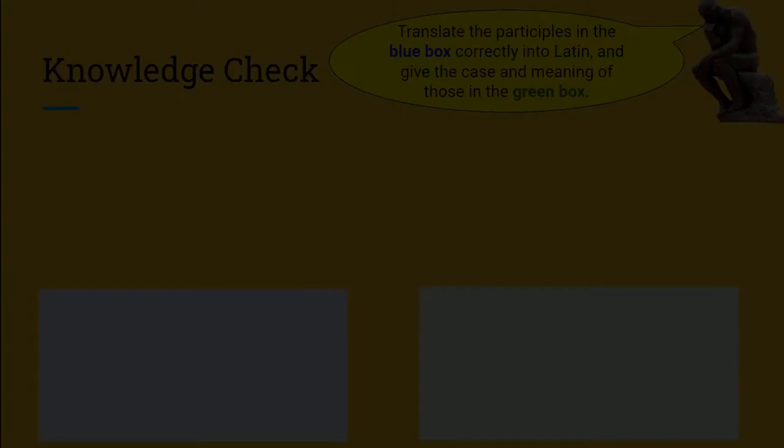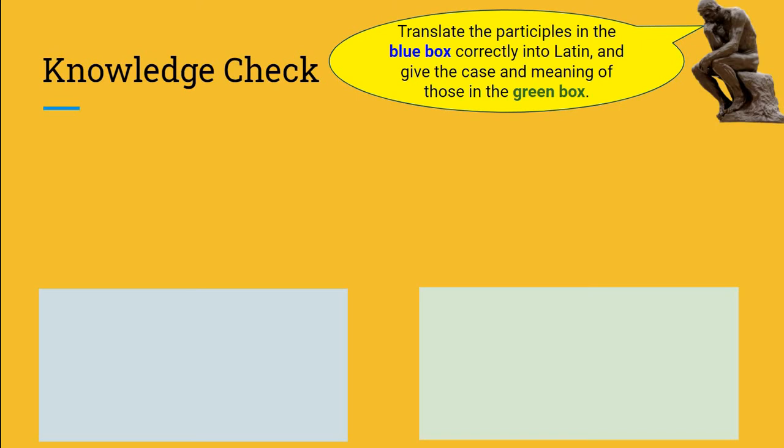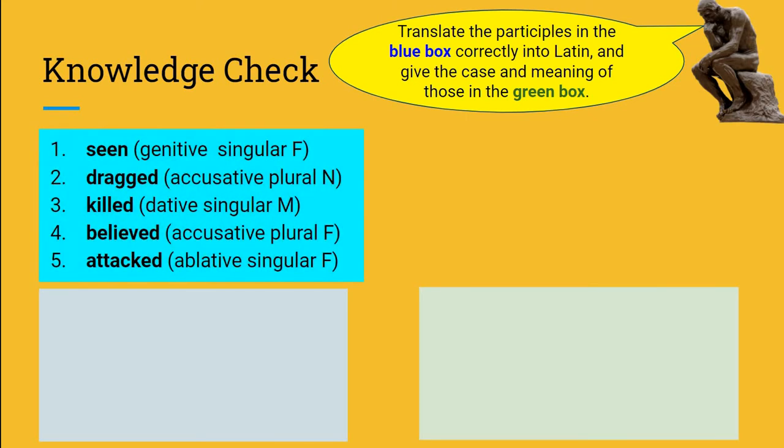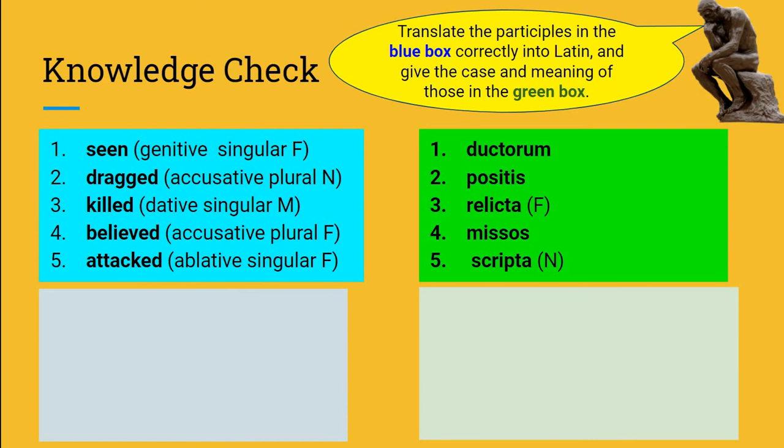So, let's see how you got on with these perfect passive participles. Exactly the same as we did with the present active. You're going to translate the participles in the blue box correctly into Latin, paying attention to the gender, case and number. And you are going to give the case and number if you can, as well as the meaning of those in the green box. Stop and think, pause the video, take as much time as you need, and play it again when you're ready to hear the answers.